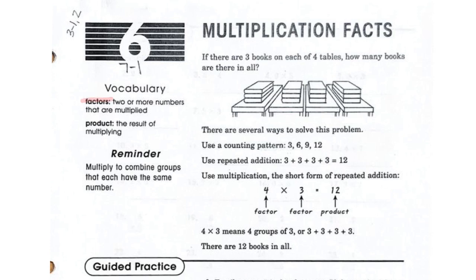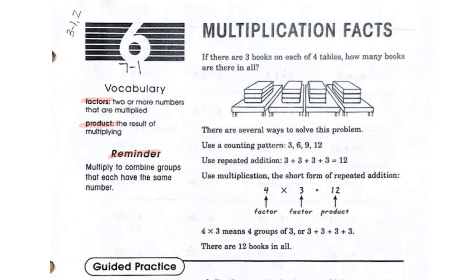that are multiplied. Product is the result or the answer you get from multiplying. And we have a reminder, multiply to combine groups that each have the same number. So for example, if there are 3 books on each of 4 tables, how many books are there in all? There are several ways to solve this.